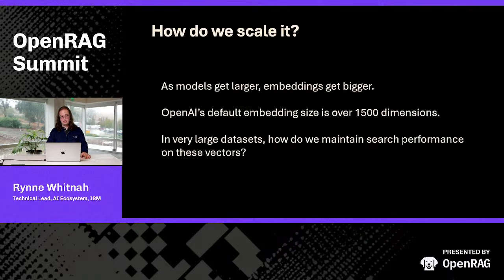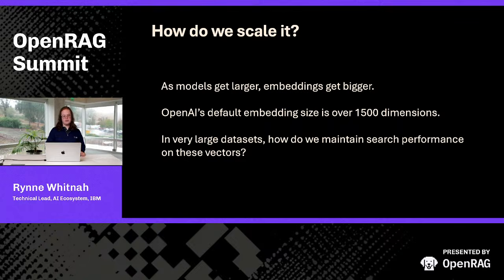And with that, we now have a set of documents coming back that are really helpful to us. But scaling this is always an interesting challenge, right? Because models get larger and embeddings get bigger. The default embedding size from OpenAI, for instance, is over 1,500 dimensions. So in very large data sets, we have to think about how we maintain the search performance on those vectors. It requires a lot of detailed calculations. It requires some approximations. Sometimes you have to trade off accuracy versus size on disk or in memory.